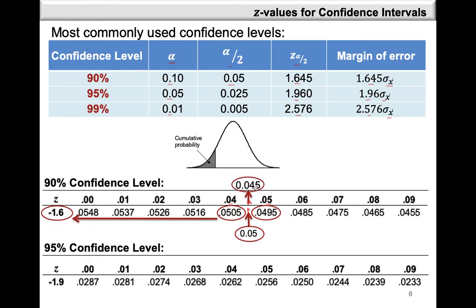Now, if we are interested in the Z alpha over 2 value for the 95% confidence level, we're going to look for 0.025 from the table. So we find it seated in an exact position, and the row is minus 1.9 and the column is 0.06. So our Z value will be 1.96.